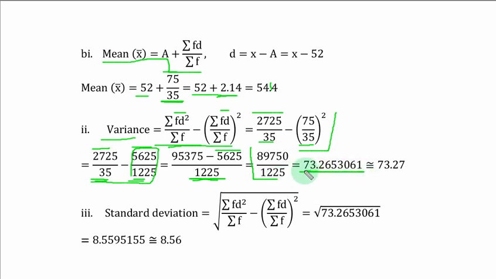To two places of decimal, you have 73.27. The Roman figure 3 of part B is standard deviation, which is the positive square root of the variance. So you take the square root of this result, not the approximated one. So you have square root of this result, which is the variance, and you have this. To two decimal places, you have 8.56.